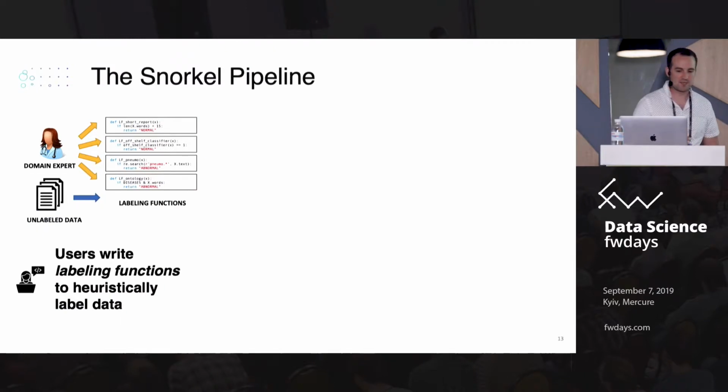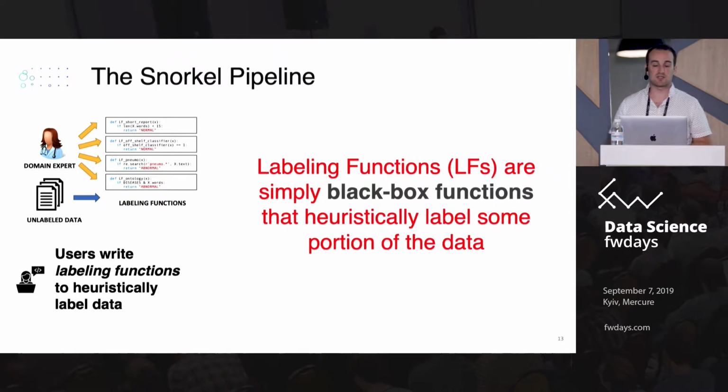The Snorkel pipeline begins with the domain expert not labeling individual examples, but instead writing these labeling functions, these simple programs that are going to do the labeling for you based on the intuitions that you have encoded in them. And a labeling function is simply a black box function. We assume nothing about what's inside, what type of resources you're using, what type of logic you can support. All that matters is that this is a function that takes in a data point and outputs a label or abstains. And we fully expect that these labeling functions will not label all of your data and will not necessarily be as accurate as a human.